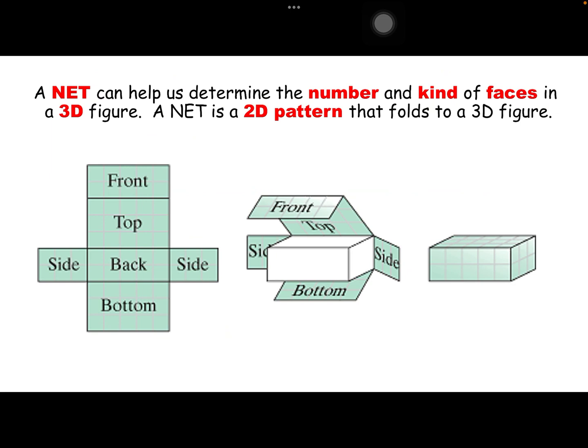So as we mentioned, a net can be used to help us determine the number and the kind of faces of a three-dimensional figure. A net is a two-dimensional pattern that folds to create a three-dimensional shape. And so you can see that is the example of the rectangular prism's net once again. So you notice you have two sides that are exactly the same. You have a front and a back that are exactly the same, and you have a top and a bottom that are exactly the same.